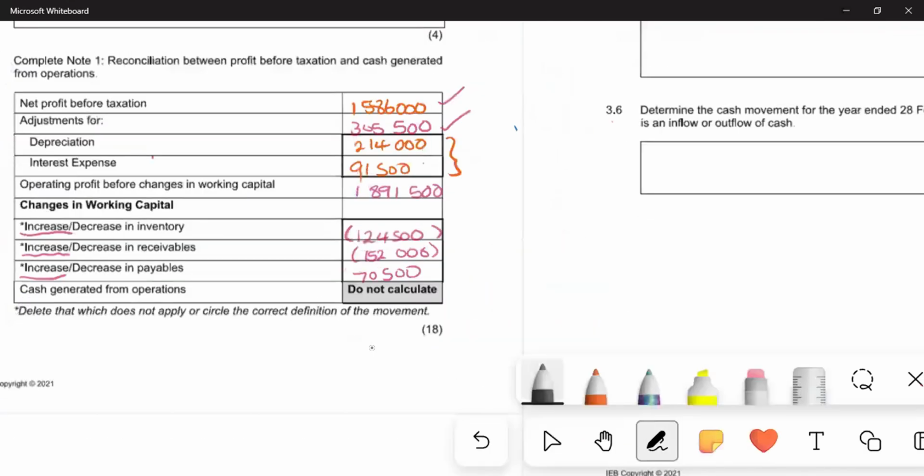Now, what's left? Changes in working capital: negative 124,500 minus 152,000 plus 70,500. So this is going to be negative 206,000. Right. And this would be our complete cash generated from operations note. If they wanted us to calculate this balance, whereby they mentioned do not calculate, we would have taken this amount, operating profit before changes in working capital, subtracted changes in working capital, and then we would have gotten this final balance, right? Now, let us move on to the next question.